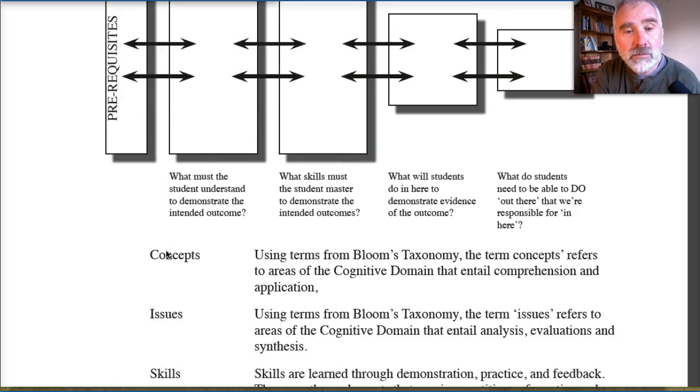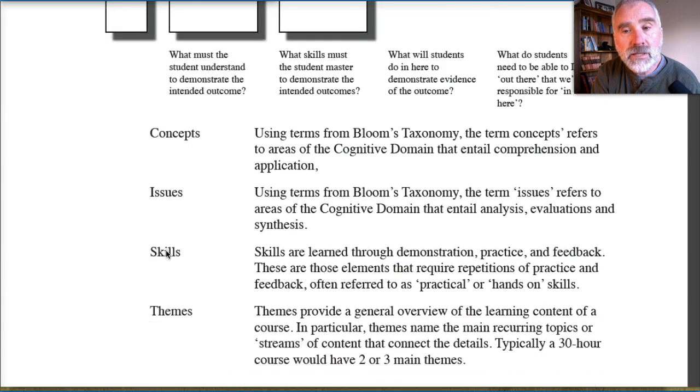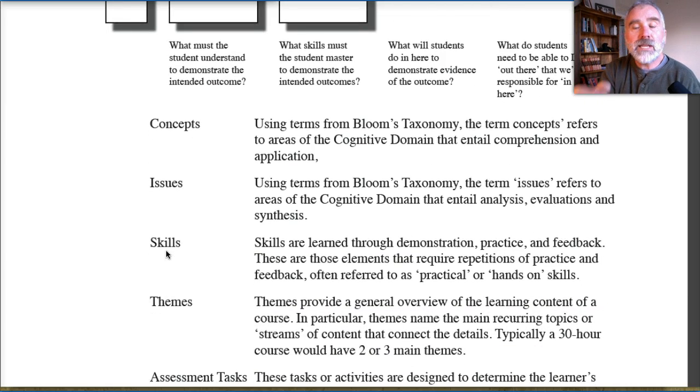So let's scroll down a bit. What do we mean by concepts and issues? You can read that. Concept refers to areas of the cognitive domain that entail comprehension and application, and issues, evaluation and synthesis. So we're getting into the higher levels of Bloom's taxonomy, and we're talking about, for example, theory. Theory would be an example of concept. An issue might be something that comes up in the real world where people have to solve certain issues.